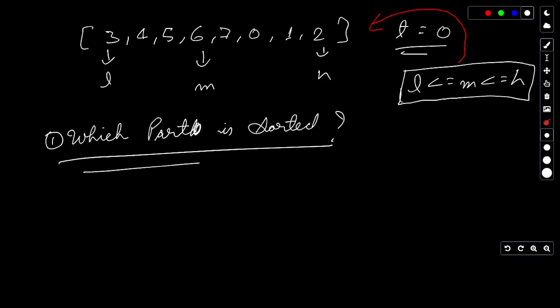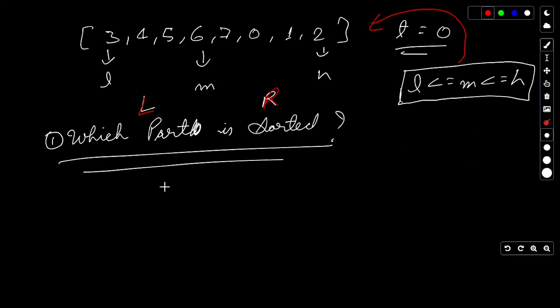Can we figure out whether the left side of the array is sorted or not sorted, and whether the right side of the array is sorted or not sorted? If we can somehow figure that out, our problem becomes easier, because then we can eliminate a half. A half is a huge chunk within the problem. So we need to figure that out right now. Let's see how we can do that.